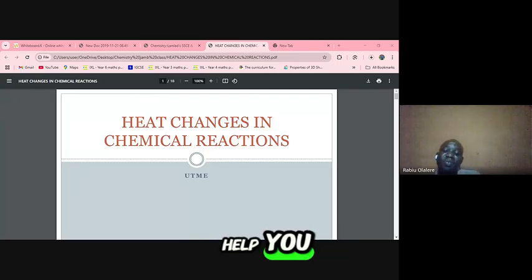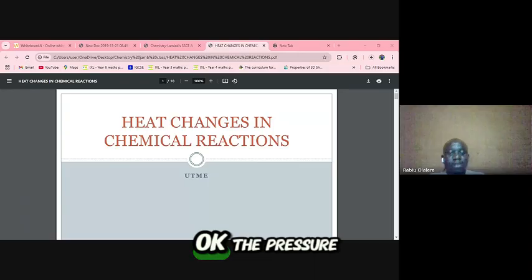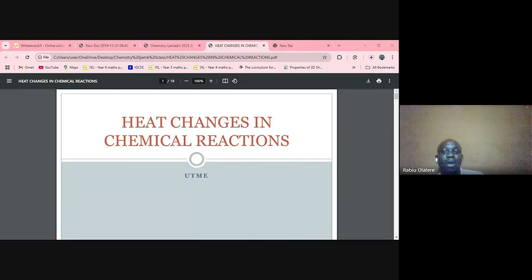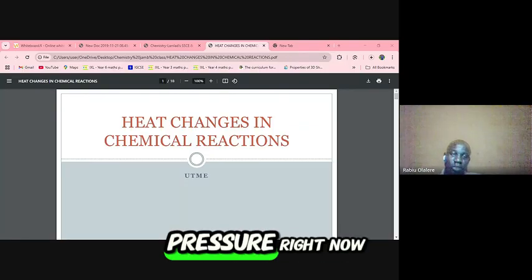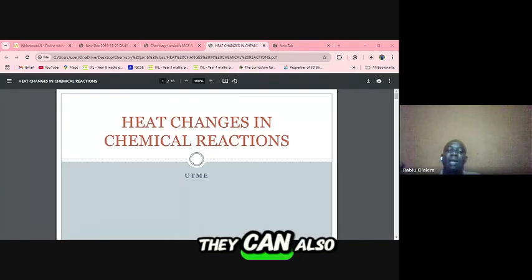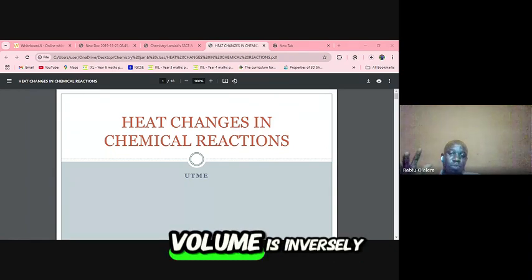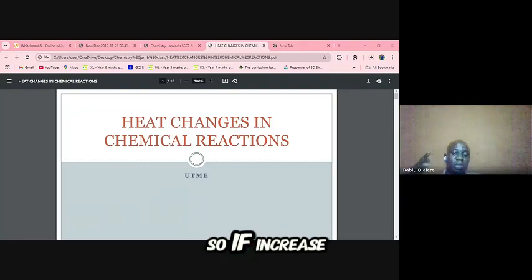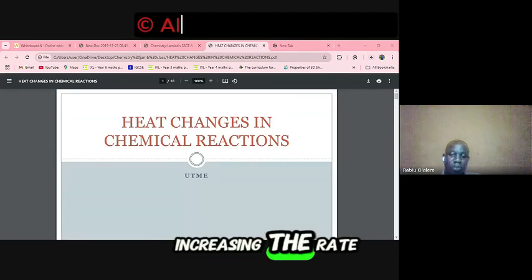It increases the frequency of collision. Okay, the pressure increases the frequency of collision. Thank you. For gases, we talk about pressure, but we can also talk about volume. From Boyle's law, we know that volume is inversely proportional to pressure. So if we increase pressure, we increase the frequency of collision, increasing the rate of reaction.